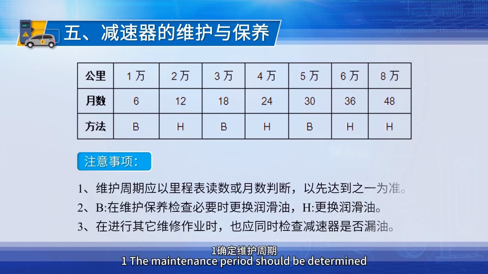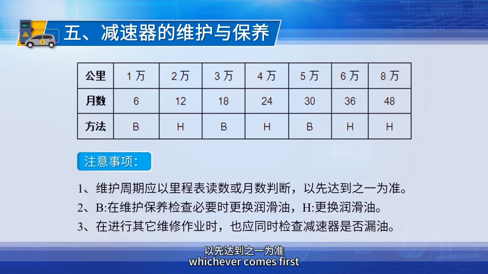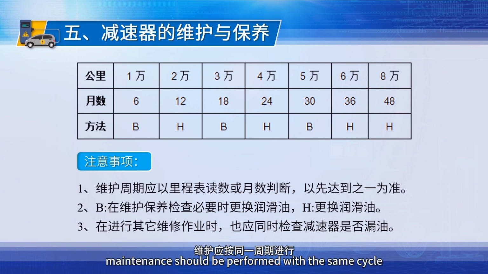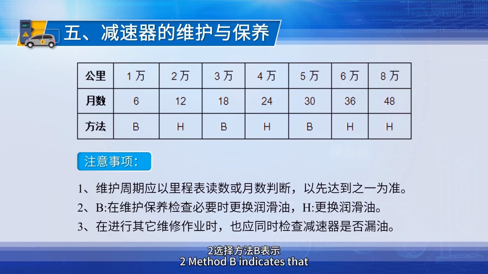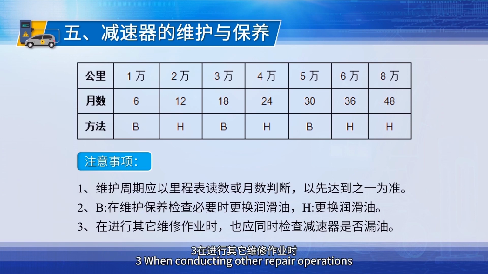1. The maintenance period should be determined based on either the mileage or the number of months, whichever comes first. Regular maintenance should be performed within 80,000 kilometers according to the table, and beyond 80,000 kilometers, maintenance should be performed with the same cycle. 2. Method B indicates that lubricating oil should be replaced when necessary during maintenance and upkeep inspections. H indicates the replacement of lubricating oil. 3. When conducting other repair operations, it is also necessary to check whether the reducer is leaking oil.